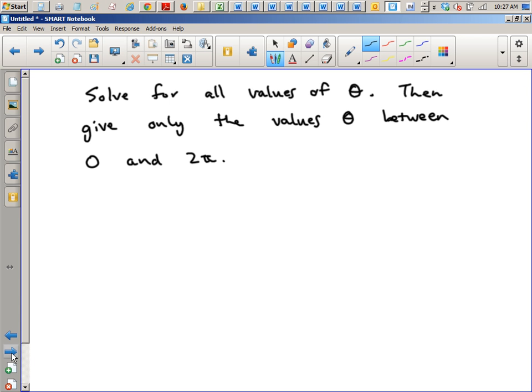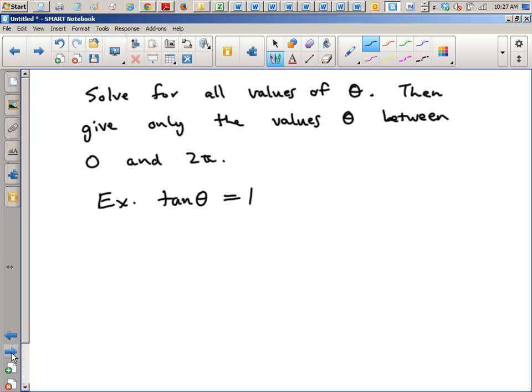Okay? All right, so let's say you have a problem like this, and it just says tangent of theta equals 1. So we're not trying to do anything except figure out what angle theta makes this true. The problem with this is there's lots of answers that make this true.